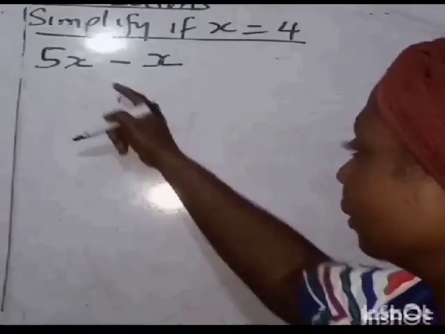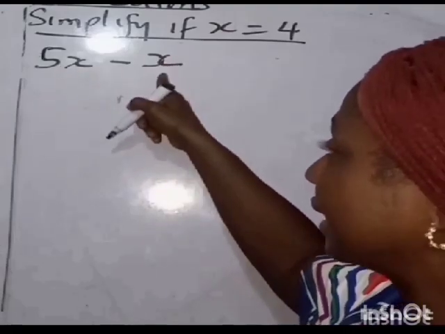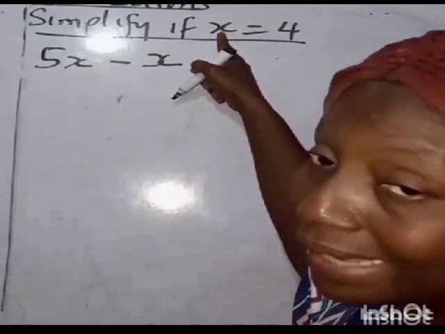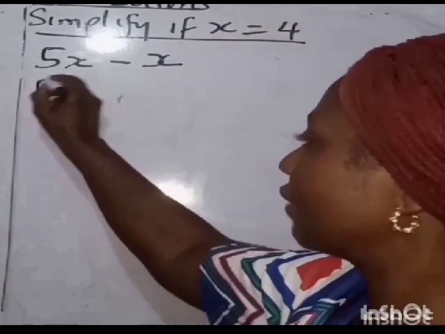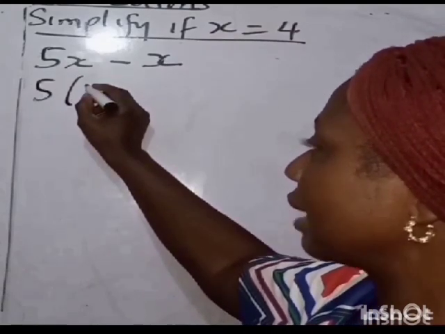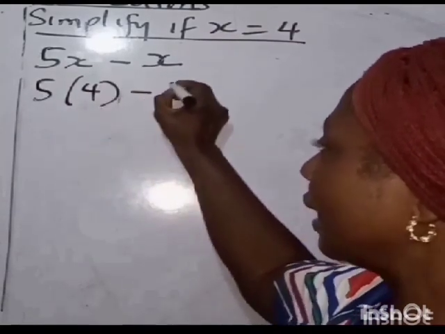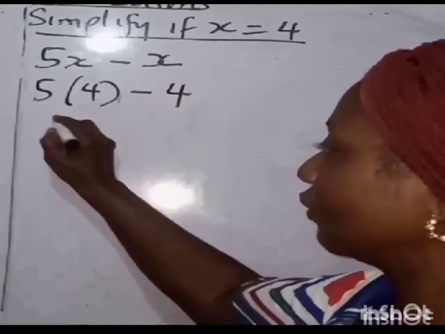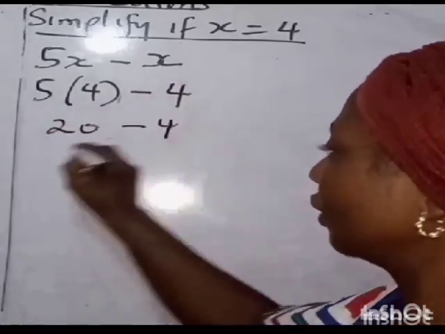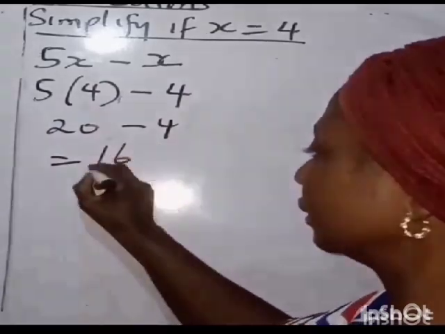The last question, number 6, 5x minus x. We are still making use of x as 4. So you now have 5, replace x by 4, and then 4. 5 times 4 is 20 minus 4, and that will give you 16.